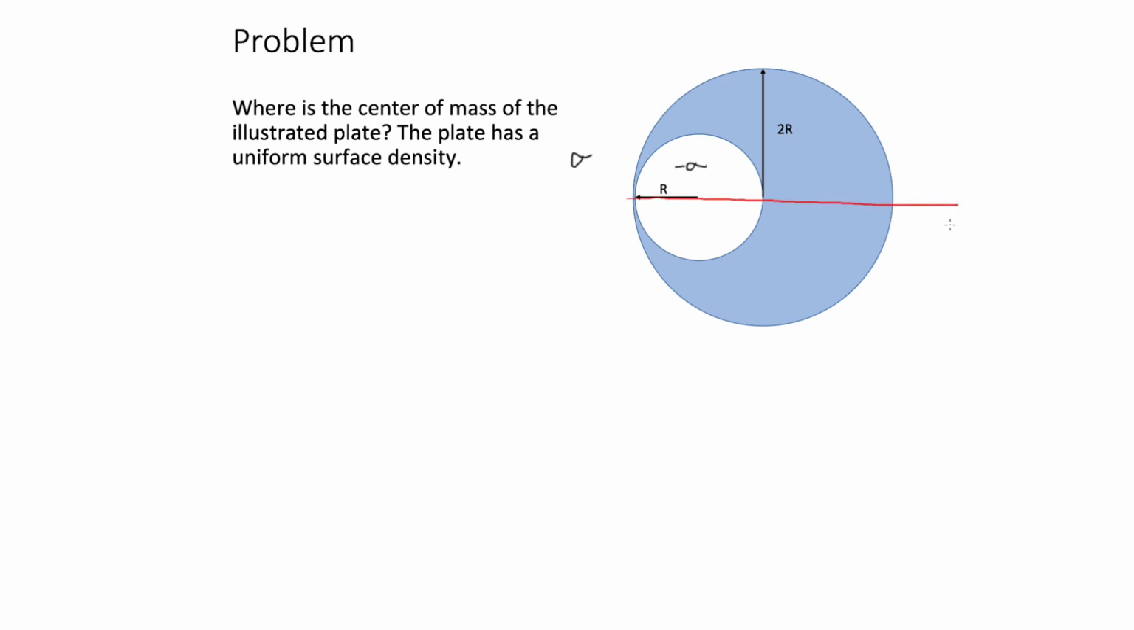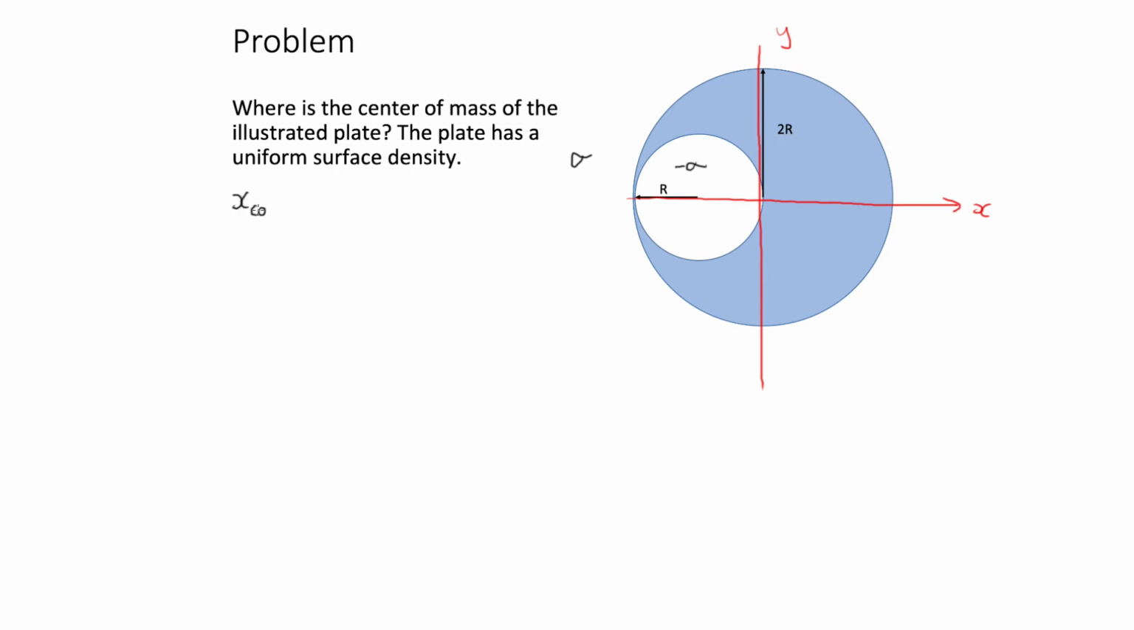So to find the center of mass, let's draw on some axes. x-axis this way and y-axis this way. Now hopefully you can see it's absolutely symmetric about the x-axis, so we'd expect the center of mass in the y direction to be along this x-axis, the y equals 0 line. So we're just going to need to worry about where the center of mass is along this x-axis. Let's start by working out the center of mass of this big disk with radius 2r.